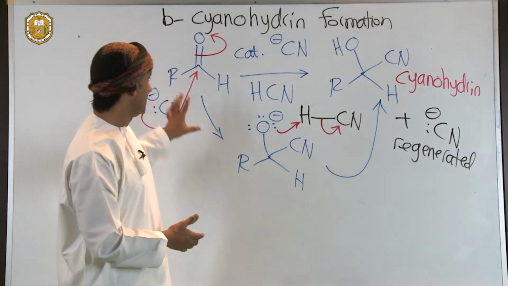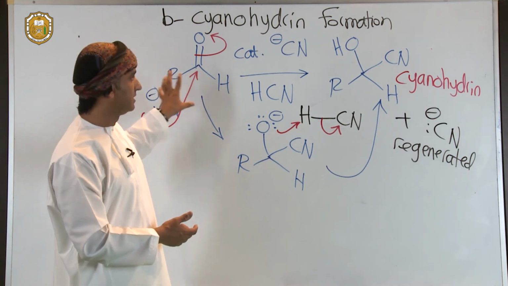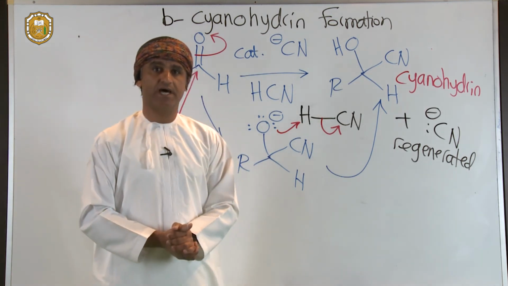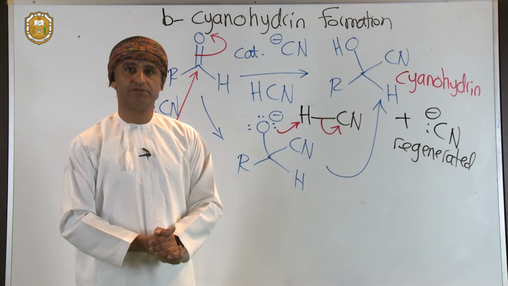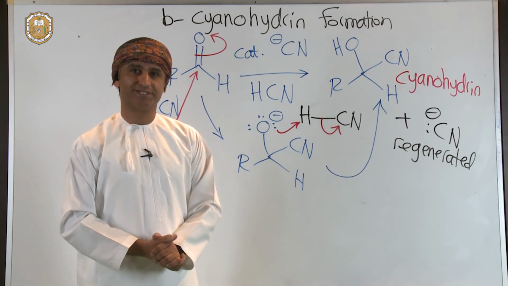To conclude, aldehydes or ketones in general react with the cyanide ion in the presence of HCN to form the corresponding cyanohydrin.